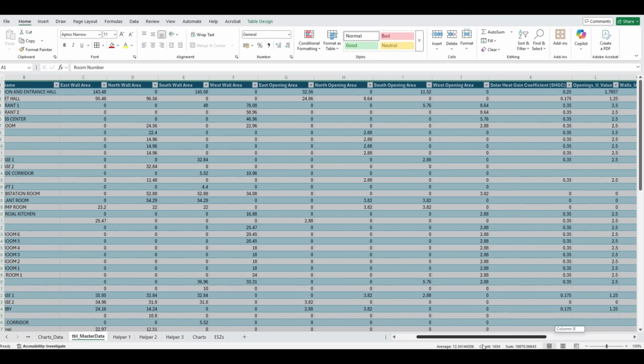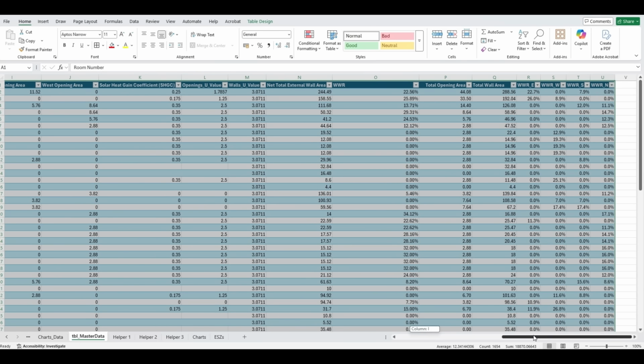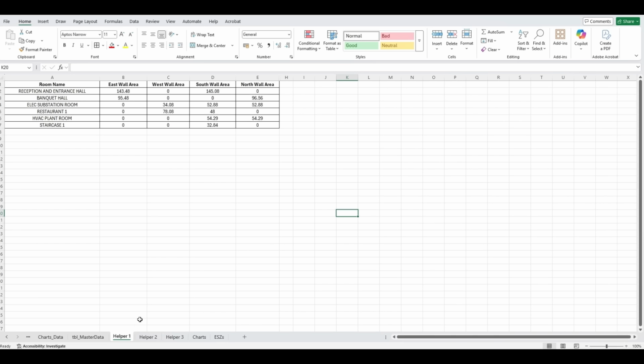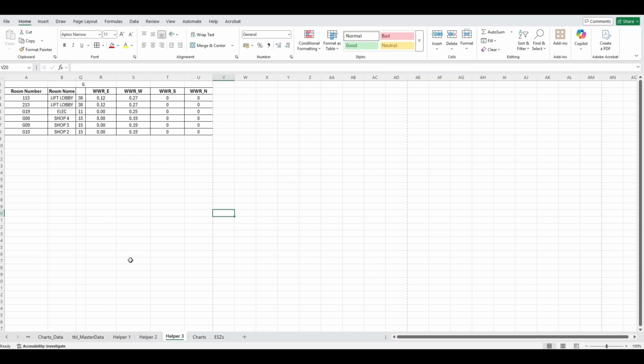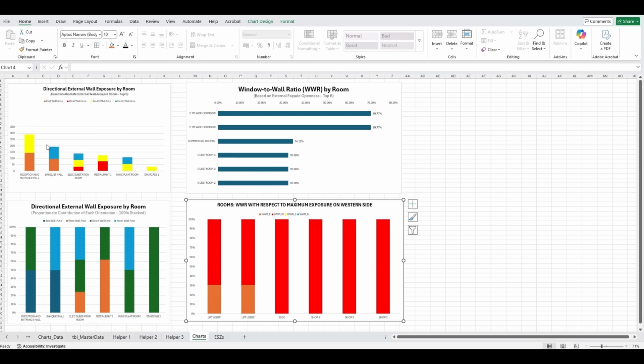This tells us how much each room interacts with the external environment and in which direction. Larger exposed surfaces mean greater thermal exchange. But orientation matters equally. A room with significant western or southern exposure behaves very differently from one predominantly facing north.